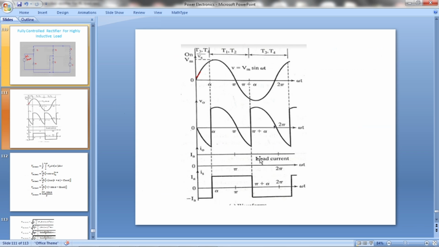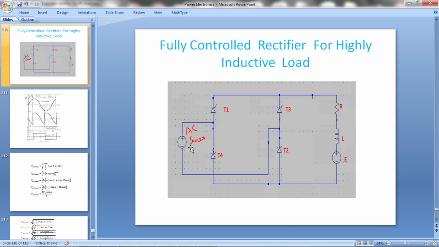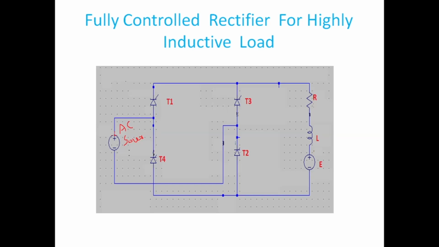The next, we need to measure the currents on the source side. On the source side, remember, if I keep my arrow somewhere here, this is the load current arrow.